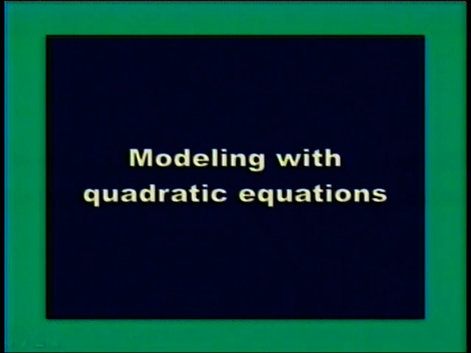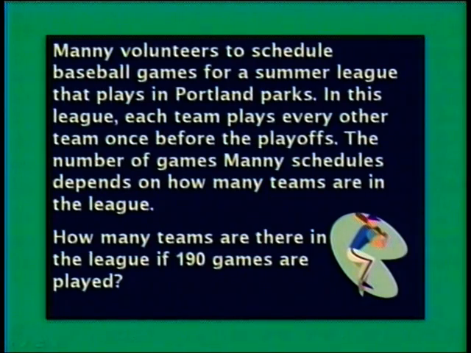So now let's do some modeling with quadratic equations. Here's our first problem. Manny volunteers to schedule baseball games for a summer league that plays in Portland parks. In this league, each team plays every other team once before the playoffs. The number of games Manny schedules depends on how many teams are in the league. The question is, how many teams are there in the league if 190 games are played?